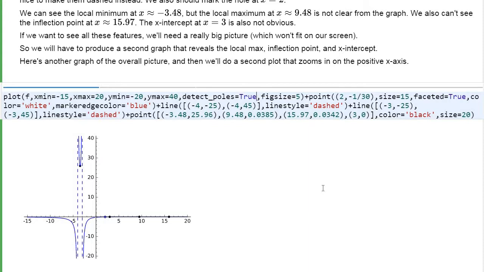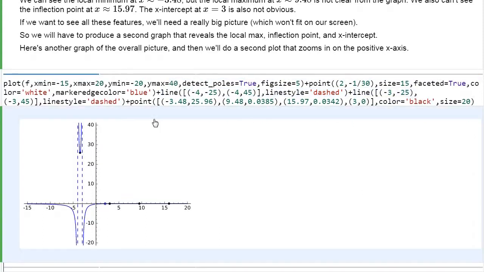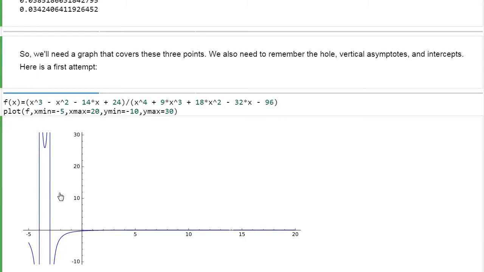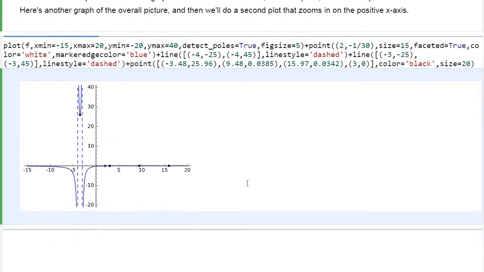Oftentimes those asymptotes are marked with dotted or dashed lines. I just added in lines. A vertical line is not a function, so you can't use the plot command for that. I just used a line and made the line style dashed, and I'm not going to ask you to do that either. You can just leave these here, as long as you recognize those are the vertical asymptotes and not actually part of the graph.